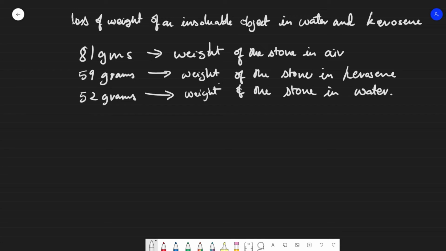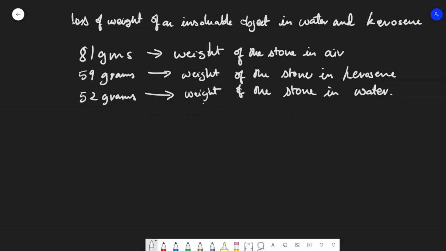Now the question arises, why is there a difference in the weight when it's immersed in kerosene and water with respect to the weight in air? When we talk about the stone being immersed in water or kerosene, it has different densities compared to air. Out of the three mediums, we know that air has the least density and water has the most. Hence, when the stone is immersed in water, it will have a lower weight compared to air.